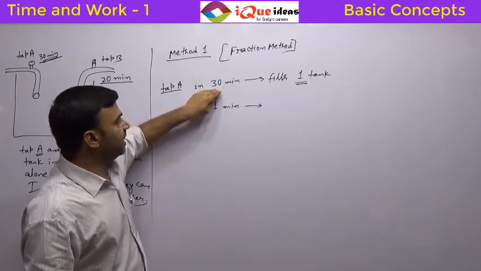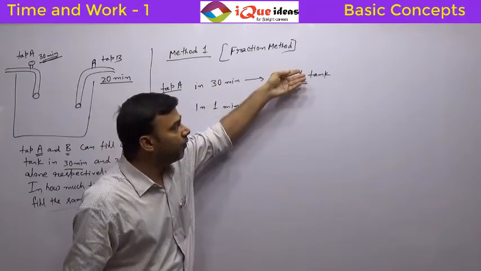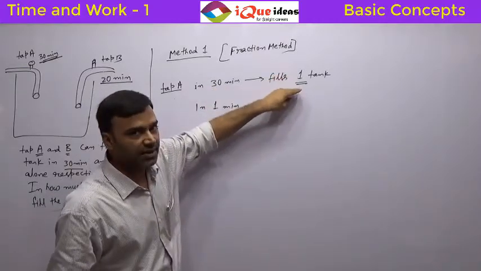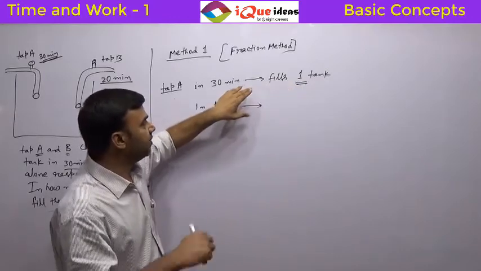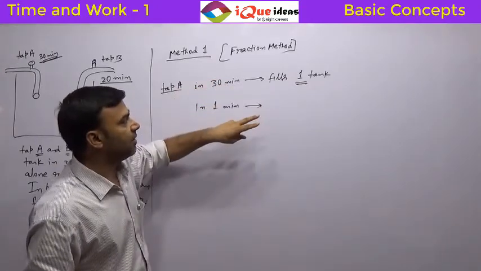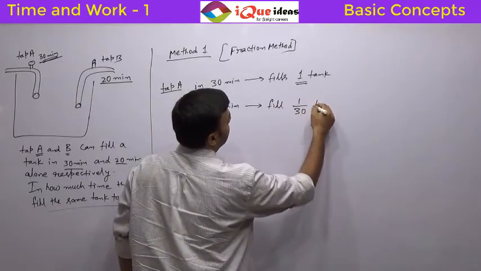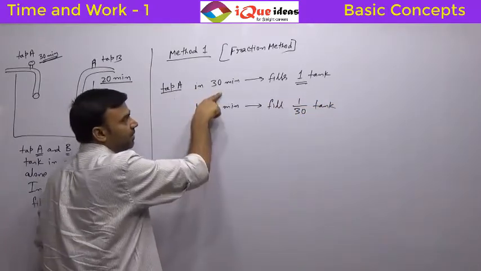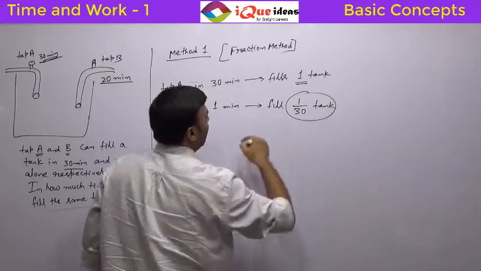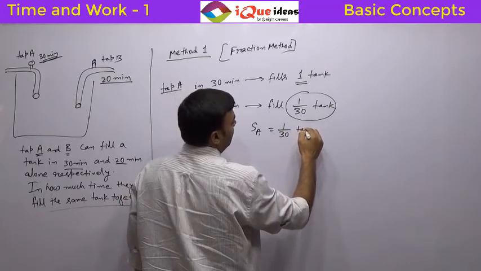Come back. In 15 minutes, what can it do? So in 30 minutes, it is filling 1 tank. So in 15 minutes, it will be able to fill 1 by 2 or half of the tank. In 10 minutes, so 10 is 1/3 of 30. So the work done will be 1/3 of the tank. How do we get that 1 by 2 or 1 by 3? So when it was 15, it was 15 by 30, that was 1 by 2. When it is 10, it is 10 by 30, that is 1 by 3. When it is 1 minute, it will be able to fill 1 by 30 tank. Right? So in 30 minutes, it fills 1 full tank. So in 1 minute, it will be able to fill 1 by 30 tank. So the work done by A, or you can say the speed of A, is 1 by 30 tank per minute.